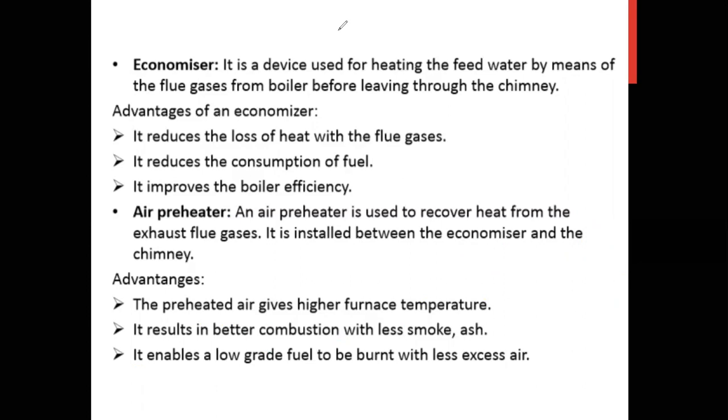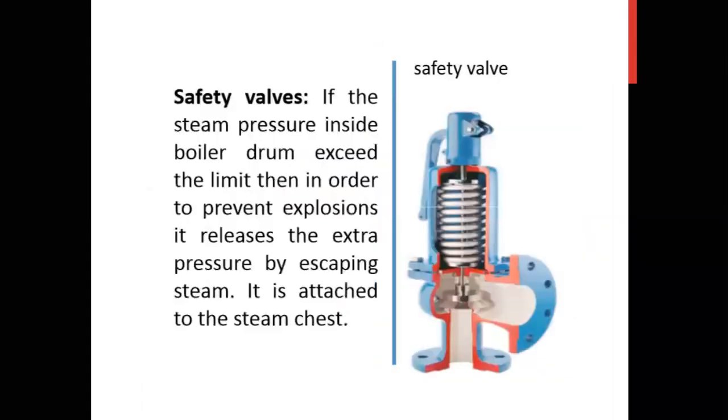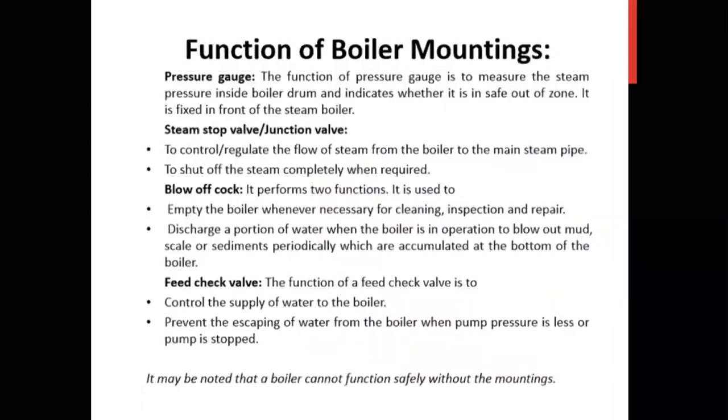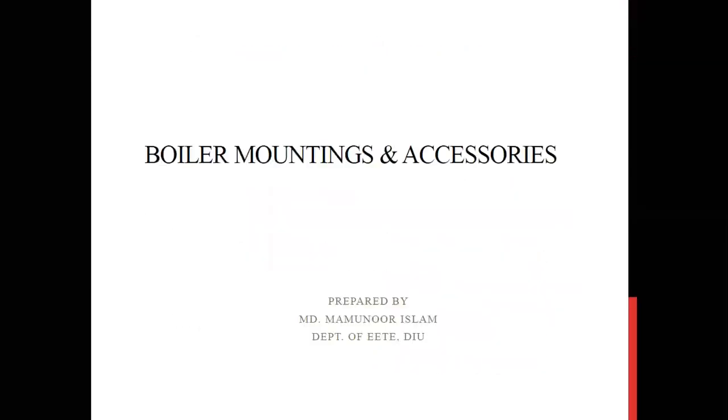We studied four things: economizer, air preheater, feed pump, superheater. These are the boiler accessories, because they are indirectly connected. The boiler mountings, we studied the water level indicator, the safety valve, the fusible plug, the pressure gauge, the steam stop valve, the blow off cock, the feed check valve. So these are some other auxiliary components for the boiler operation. So I request my other students, if you have any question regarding these things, you can ask me.